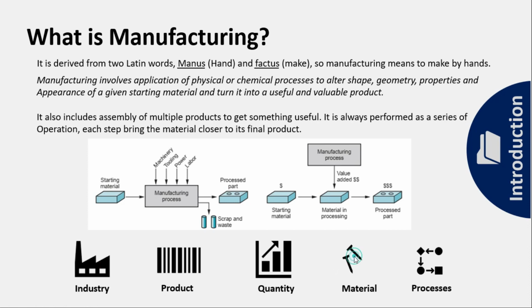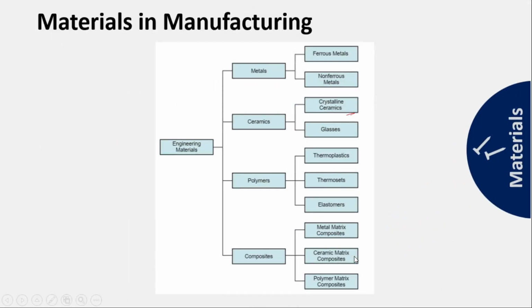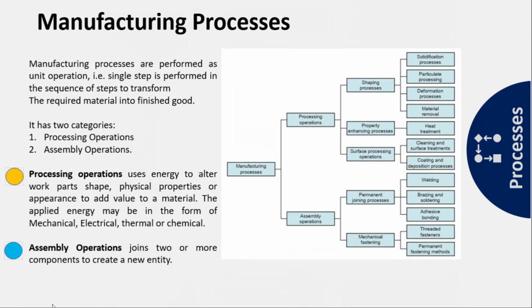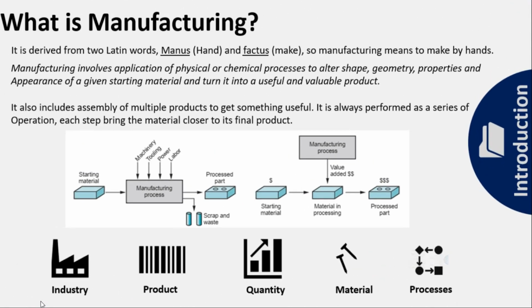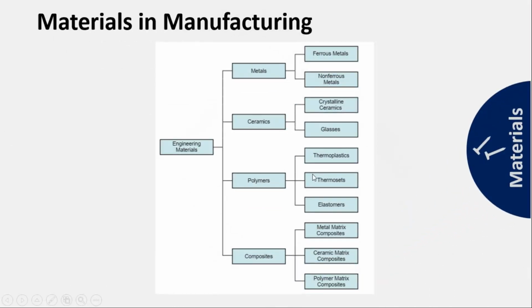Now the fourth one is based on the type of material we have. In this subject, although we will be dealing with two of them, we have four major engineering materials. So manufacturing can be classified based on these four materials. Either the industry will be dealing with metals, like in the case of steel mills, or with ceramics, or the polymer industry, chemical industry, or the composite material.